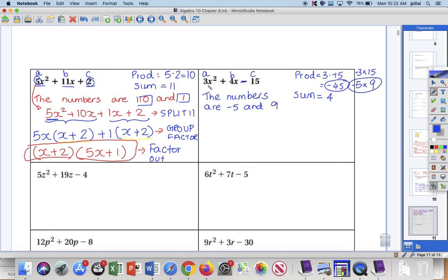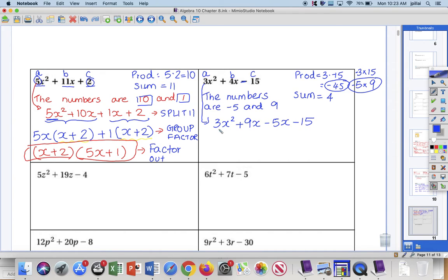And now, next step, what do we do? Take the expression and split that 4. So you get 3x squared, then plus 9x minus 5x minus 15. Now you might notice, okay, can I write the negative 5 first and then the 9? Yes, you can write it like that, but I try to keep it.